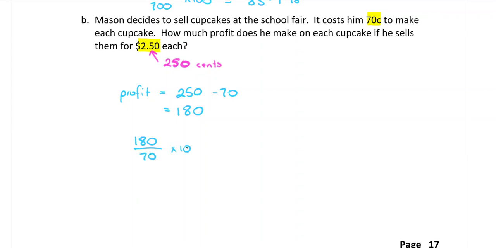Yes, times 100. And we've got a bigger number on the top of that fraction than on the bottom. What does that mean? That's right. His profit percentage is huge. He is making 2.5 times that of the cupcake. Anyway, that's the three types.